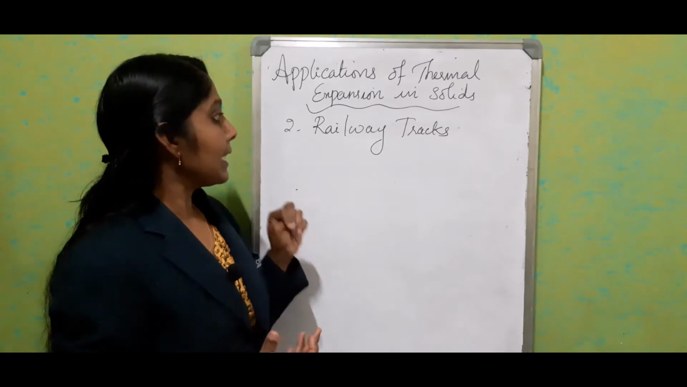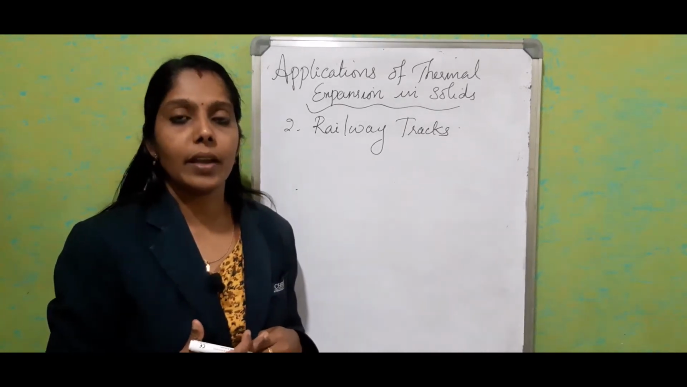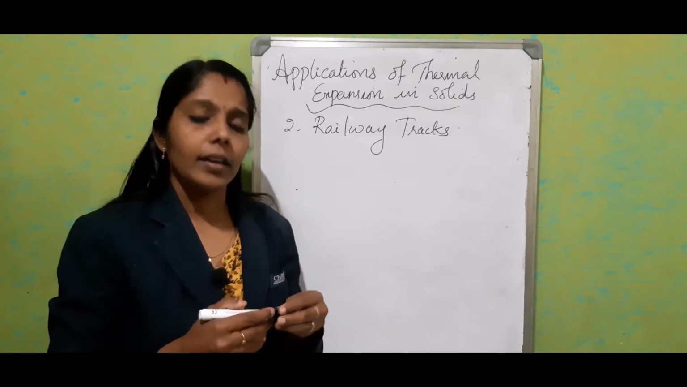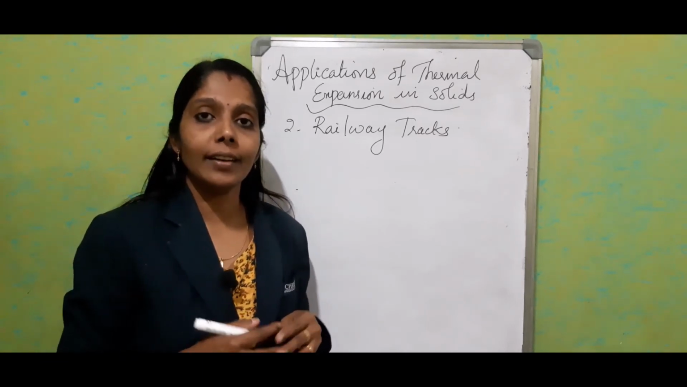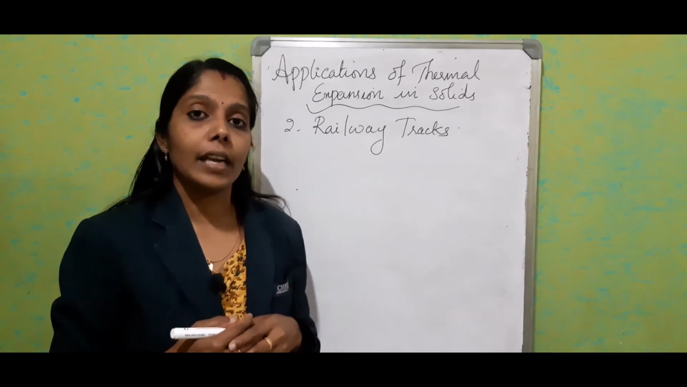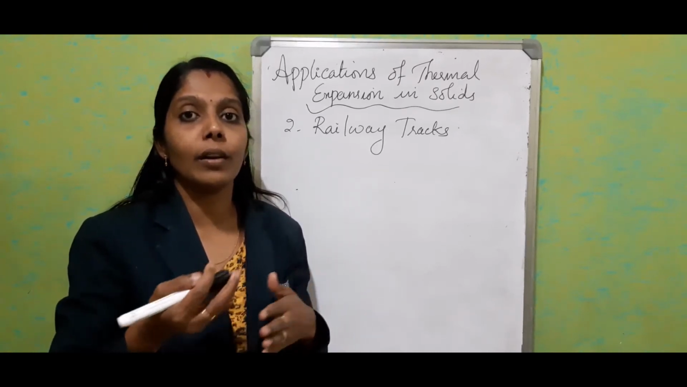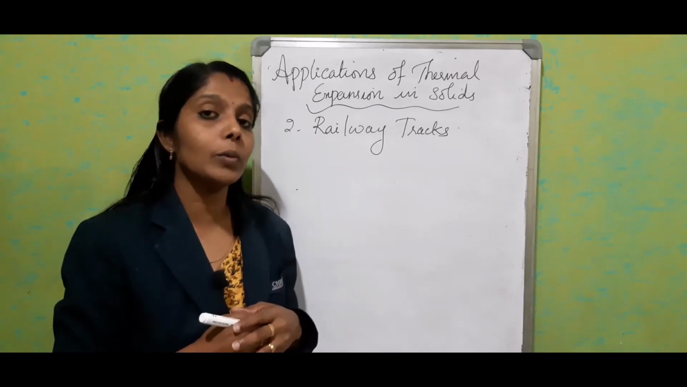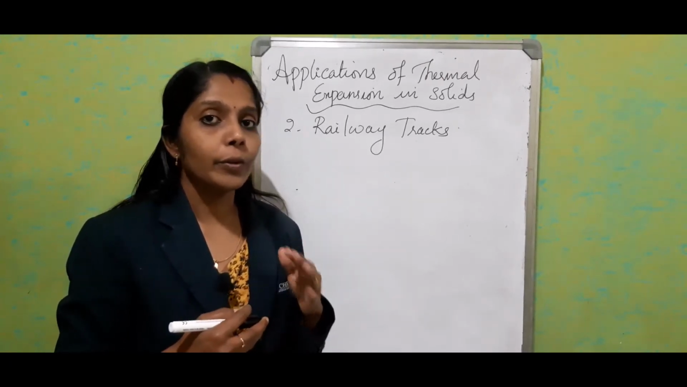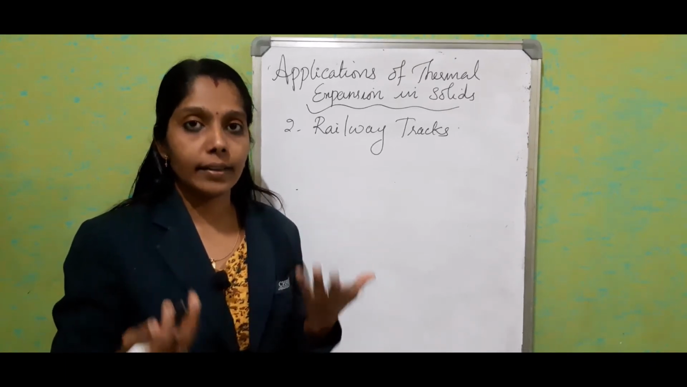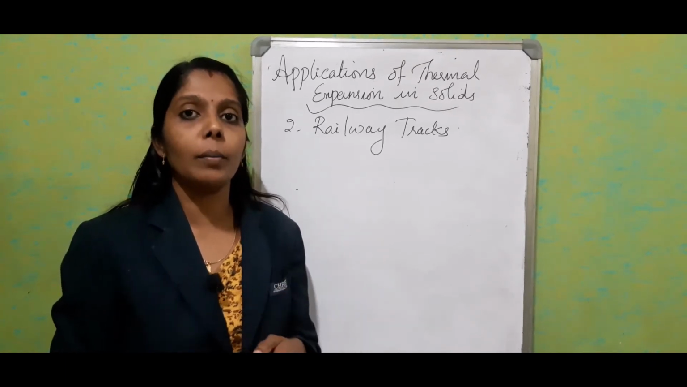The second application is railway tracks. We know that the rails of a railway track are made of steel. In the same way, during the summer season, it expands. If the railway track expands and any bending comes to the track, for sure there will be an accident. So when we construct railway tracks, that should be in our mind.